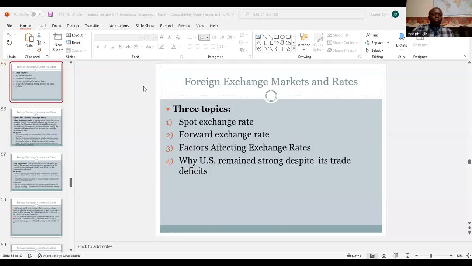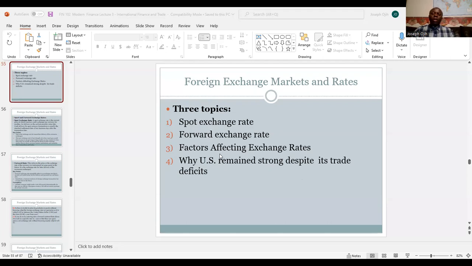In our lecture tonight, we'll focus on 4 things. Actually, I wrote 3, but it's 4 things. There are actually 3 topics, but number 4 is just a small addition, an insertion to the topics. We will look at the spot exchange rate, forward exchange rate, and the factors affecting exchange rates.